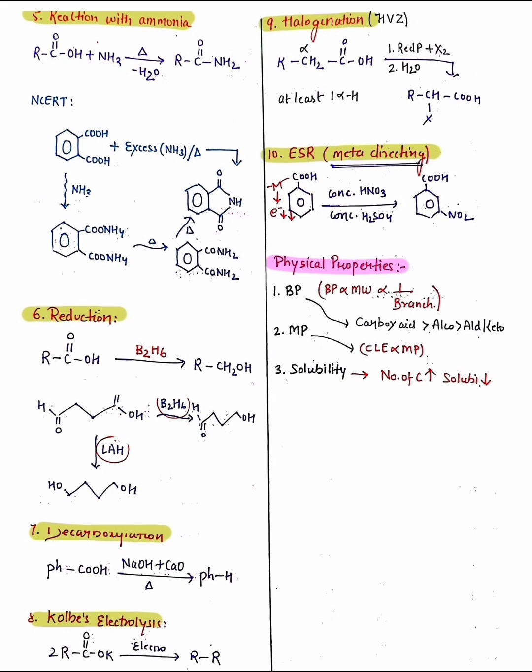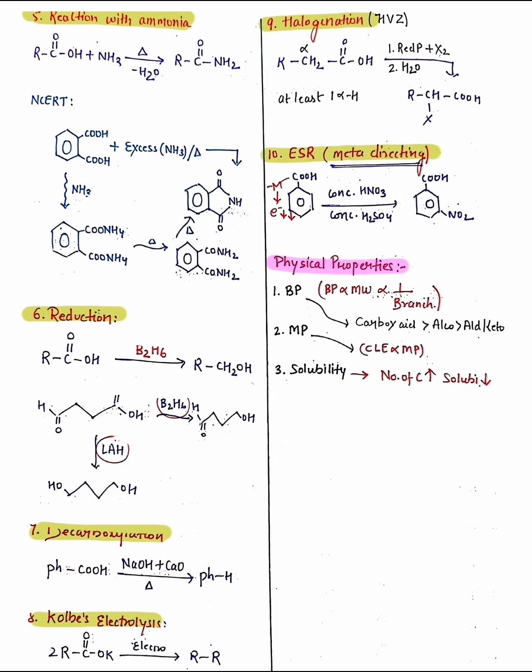When carboxylic acid reacts with sodium hydroxide and calcium oxide, it undergoes decarboxylation under thermal condition and forms benzene plus sodium carbonate. Kolbe's electrolysis is the next chemical property. When excess sodium or potassium salt of carboxylic acid undergoes electrolysis, it gives higher alkane as a major product.